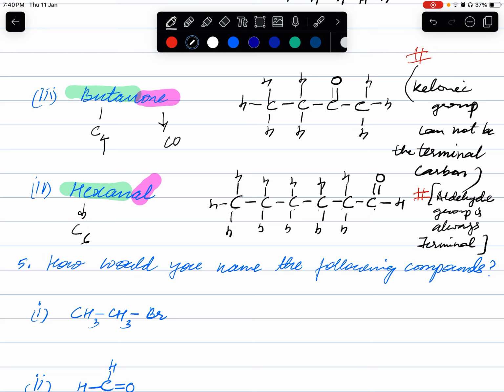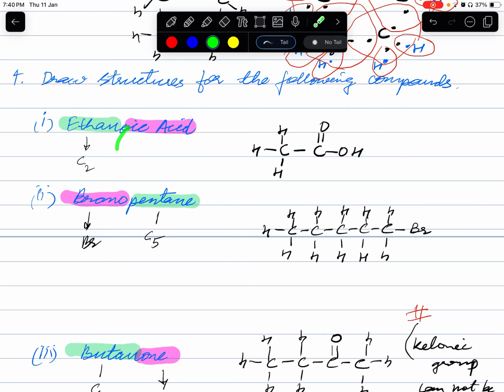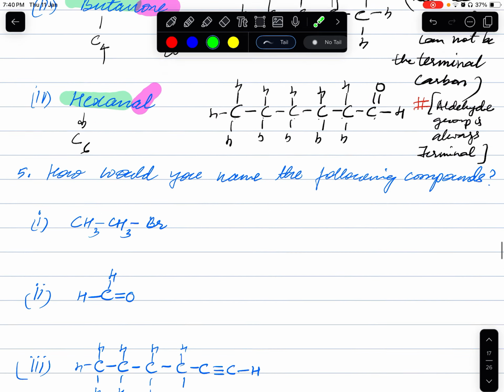So you have to remember that if "al" is there, it is an aldehyde. If "one" is there, it is a ketone. If "halo" is there, it is a halogen compound. And if "oic acid" is there, it is a carboxylic acid.